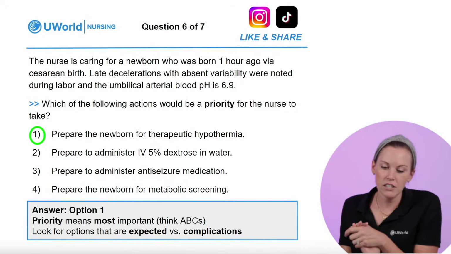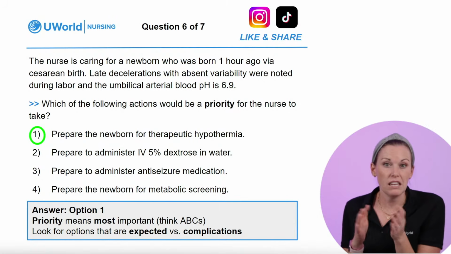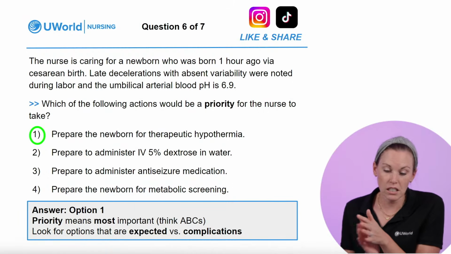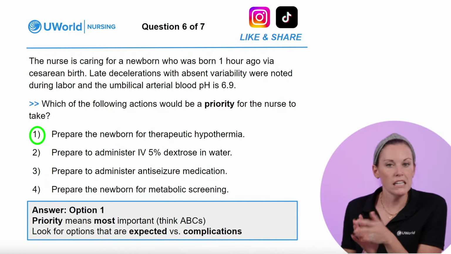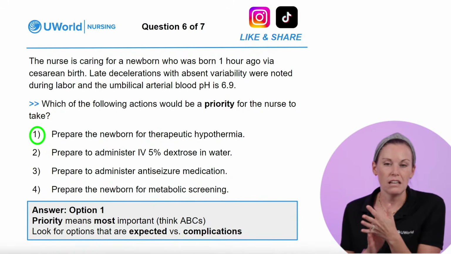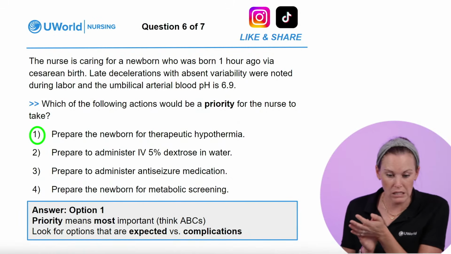So late decelerations on fetal monitoring and an acidic arterial blood pH, which is what we're seeing with a pH of 6.9, are signs of inadequate fetal oxygenation, and they're indicative of perinatal asphyxia. Perinatal asphyxia can lead to a range of poor cognitive outcomes in the newborn, such as learning disabilities, hypoxic ischemic encephalopathy, and cerebral palsy.